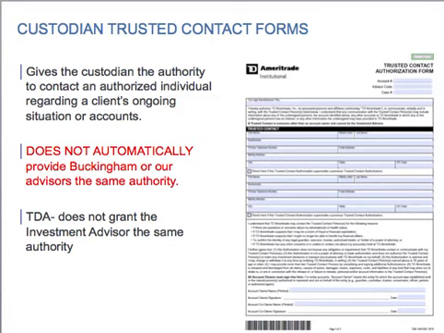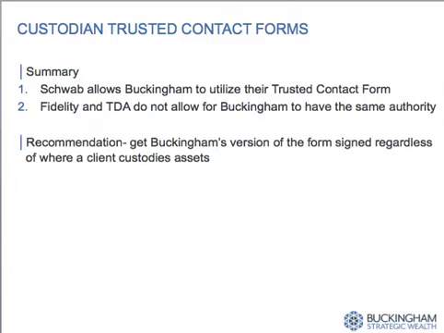So in summary here, the custodians do have their own versions. They have their own controls and policies that they need to follow by requiring clients to sign this. And so technically, as of the time of this recording, Schwab does allow Buckingham to utilize that trusted contact form when we're working with our mutual clients. Fidelity and TDA do not have that same authority.